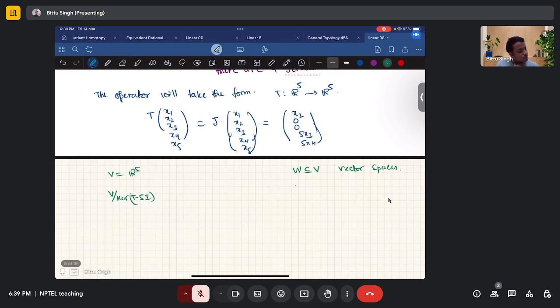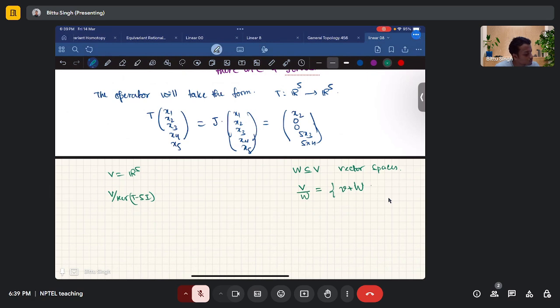Then the quotient space V mod W, or V by W, is defined so that it takes this form. It will look like those cosets V plus W. This is actually capital W. So this is similar to the quotient group, which, if you're familiar with it, is exactly the same thing.